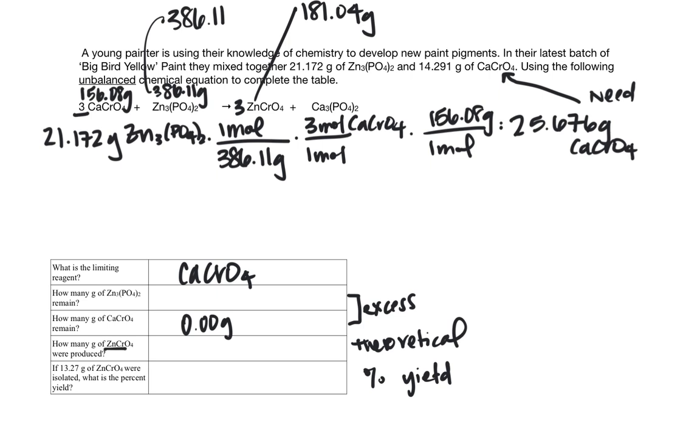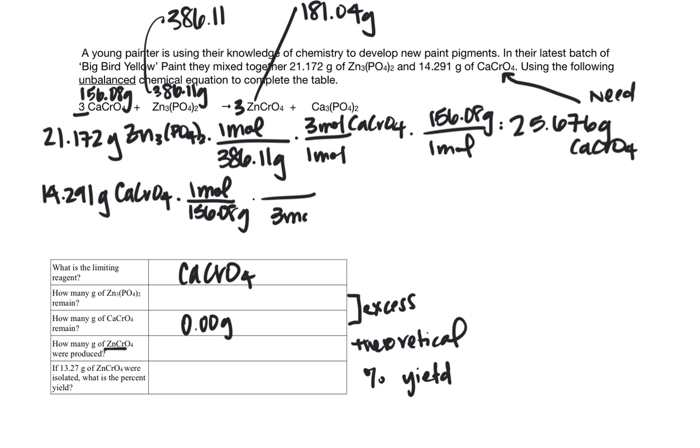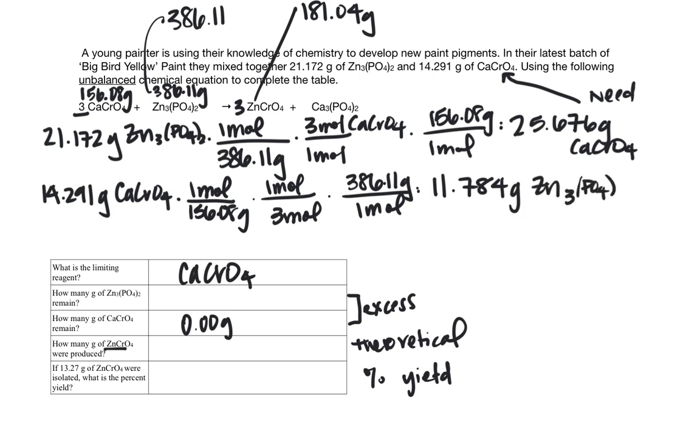So I'm going to convert the 14.291 grams of calcium chromate to zinc phosphate, and the mass of this is 156.08 grams in 1 mole. There are 3 moles for every 1 mole of zinc phosphate, and 1 mole of zinc phosphate is 386.11 grams. And so this gives me 11.784 grams of zinc phosphate.